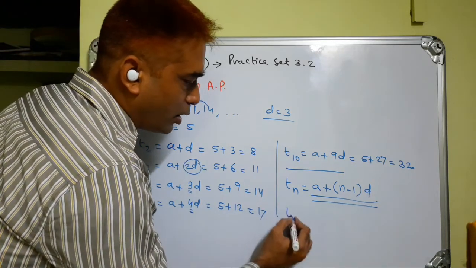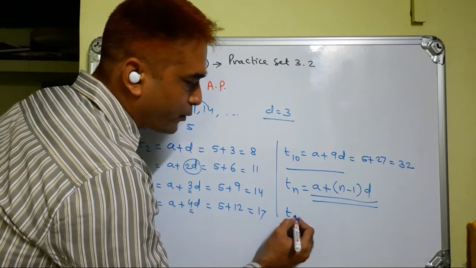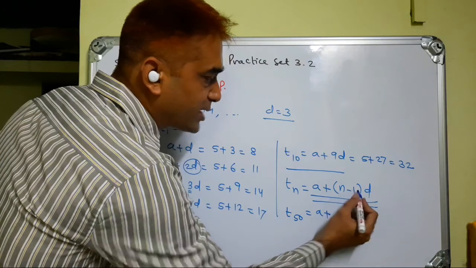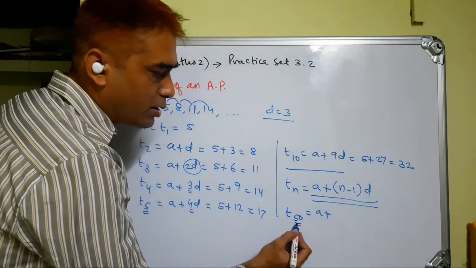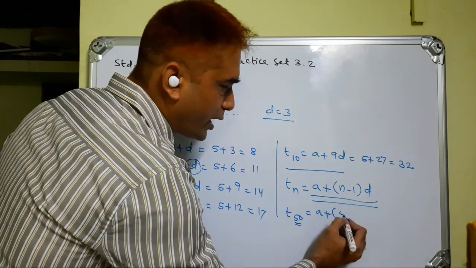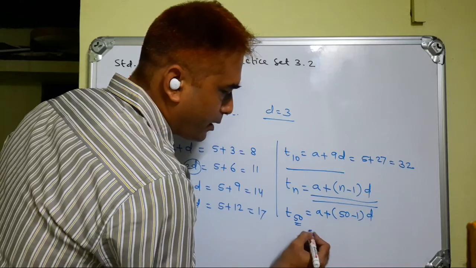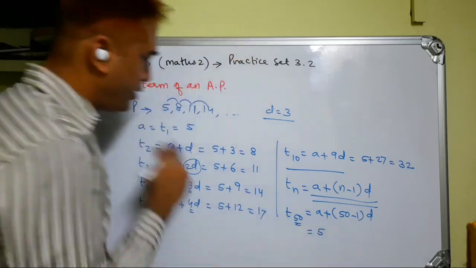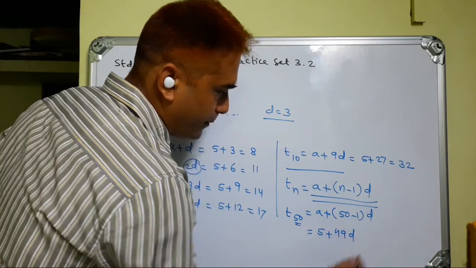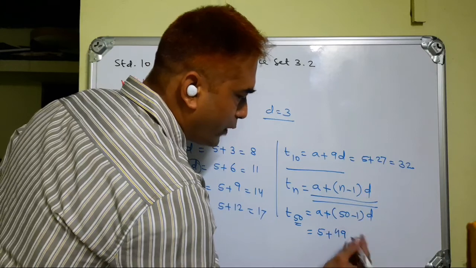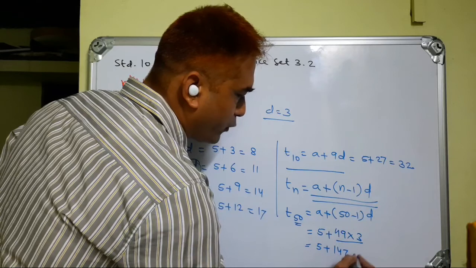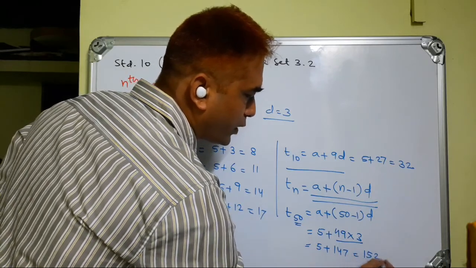Suppose we need to find the 50th term. T50 equals A plus, again the formula is n minus 1 into D. n means the number of the term. The number of the term is 50. So here we write 50 minus 1 into D. In the same example, A is 5, and 50 minus 1 means 49D. And what is the value of D? The value of D is 3. So 5 plus the product of these numbers is 147, and it will be 152.